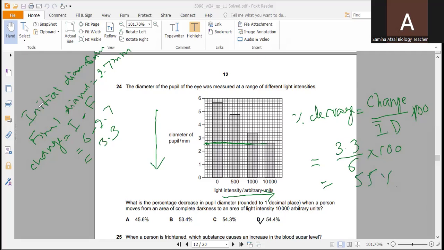So it means D is the correct option, which is very close to 55%. So answer is D.